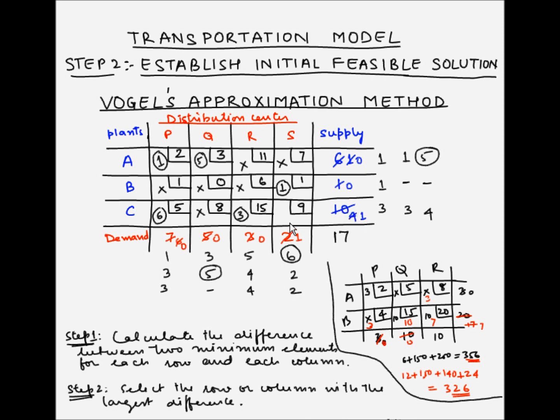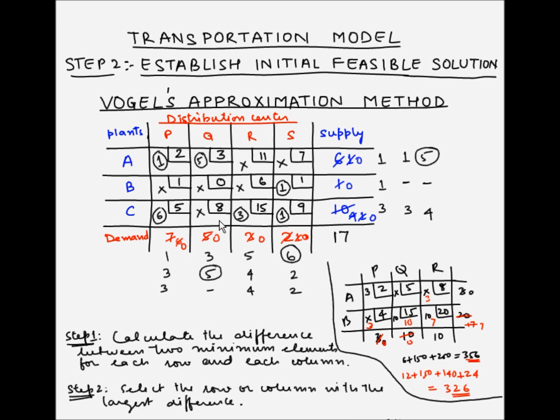Now for cell CS, the demand for S is 1 and the supply availability at C is also 1. So here we'll allocate 1 unit. So demand becomes 0 and supply also becomes 0. So now here we have completed the allocations. So this forms our initial feasible solution.